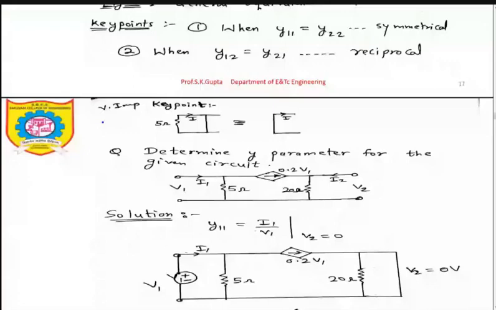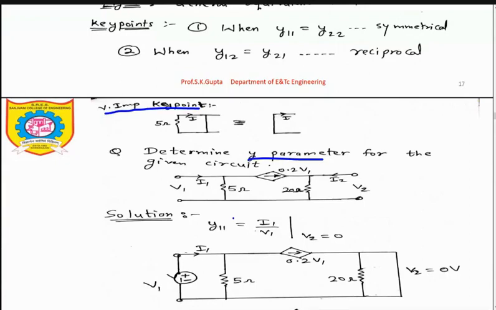Important point: resistance in parallel with a short circuit is a short circuit. Resistance in parallel with the short circuit is nothing but one short circuit. Okay, now let's look at one question. Determine the Y parameter for the given circuit. So one circuit is provided to us and we have to determine the Y parameters. That means we have to determine Y11, Y12, Y21, Y22.